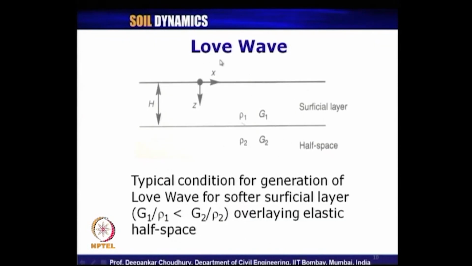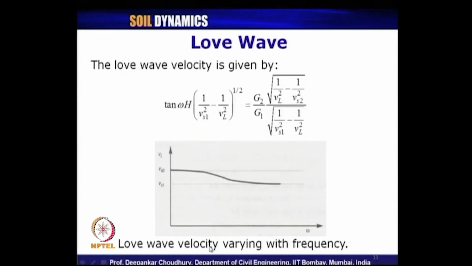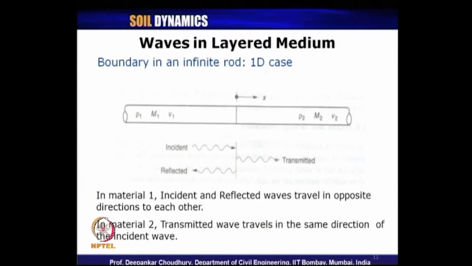Then another type of surface wave we have considered, the Love wave. The condition to generate the Love wave was that the superficial layer must be very much softer than the layer below it. So, that is why G 1 by rho 1 should be much lower than G 2 by rho 2, that is the condition to generate the Love wave. And the Love wave we have also expressed in terms of shear wave velocity, and this is the expression by solving which we can obtain the Love wave velocity from the shear wave velocities of the two corresponding media, and how it varies with respect to frequency, that also we have seen.